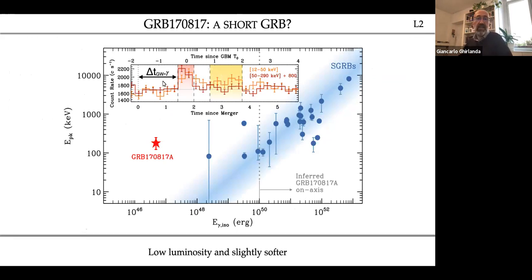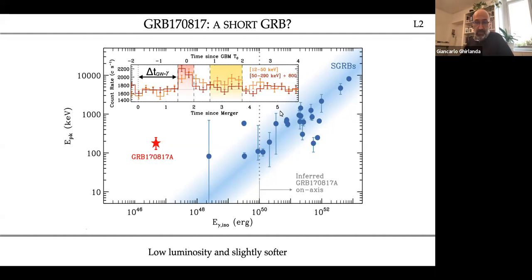Here you see a nice plot. I forgot the reference. This comes from the recent review by Margutti and Chornock. And you see in the inset the light curve of the event, split into two energy bands, a soft one and a harder one, which shows the detection of the main spike, and then this possible soft tail, because you see it's slightly brighter in the soft band, which continues for a few seconds.